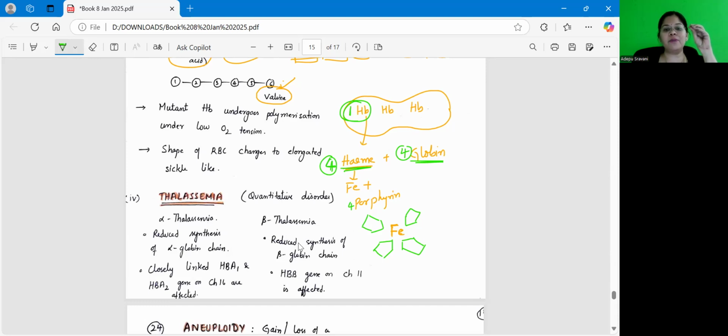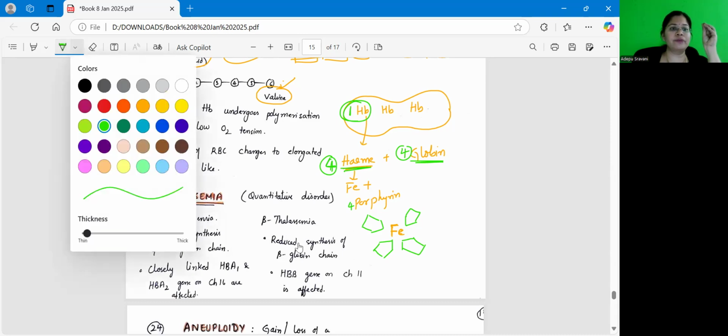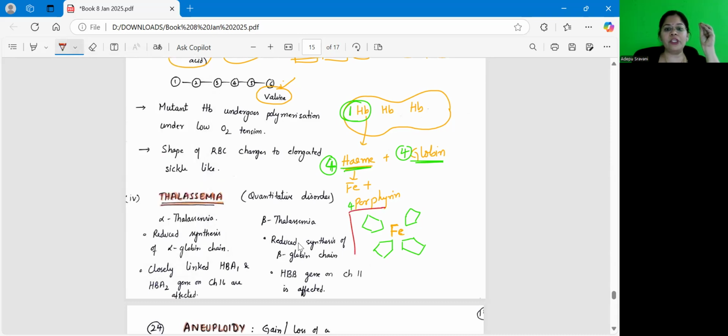Heme is made up of 1 iron and 4 porphyrins. So this is the structure of one heme molecule. Like this, we have 4 heme molecules in the hemoglobin. Am I clear? And it has got 4 globin structures. Now, globin is what? The protein. So basically, the protein which I was talking about in sickle cell anemia is the protein globin.